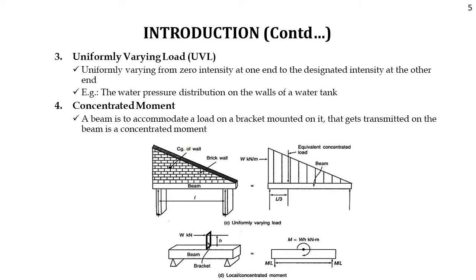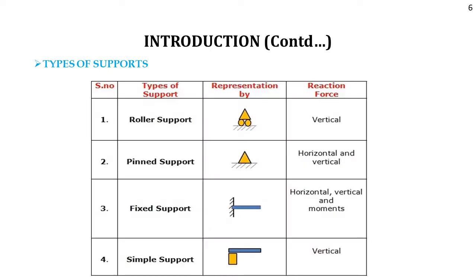The equivalent concentrated load will be the area of the triangle. That is, the formula for the area of a triangle is half BH, which equals half into L into W, that is WL by 2. It acts at the centroid of the triangle, that is L by 3 distance from the left side of the beam. And the fourth one is concentrated moment. If for some purpose a beam is to accommodate a load on a bracket mounted on it, what gets transmitted to the beam is a concentrated moment, as shown in figure D.